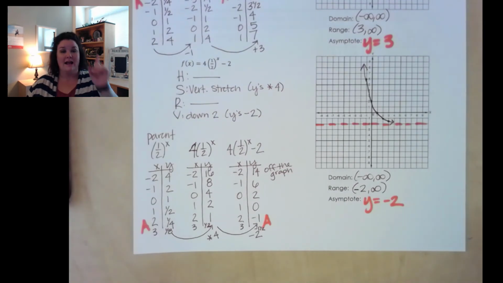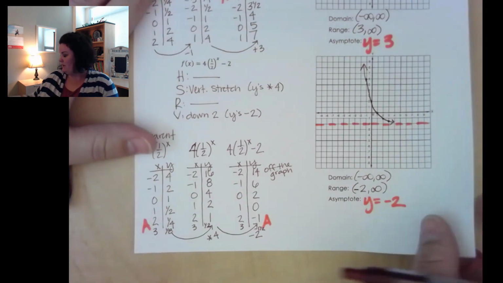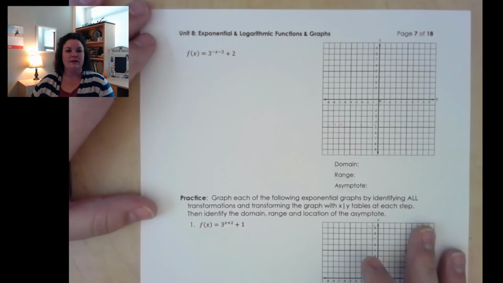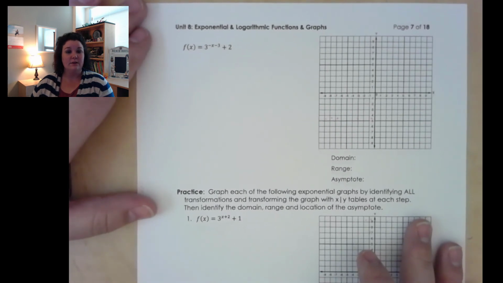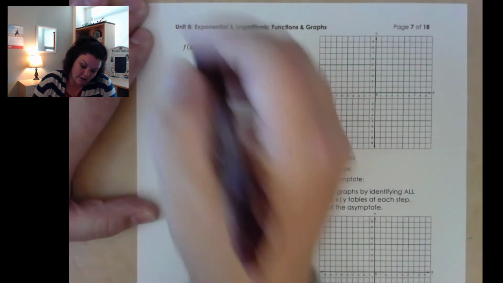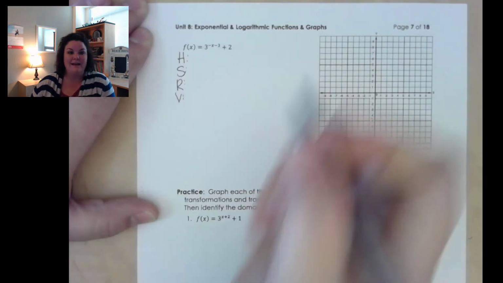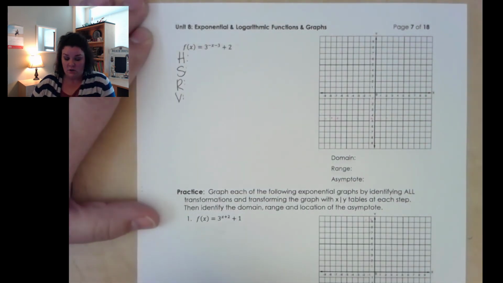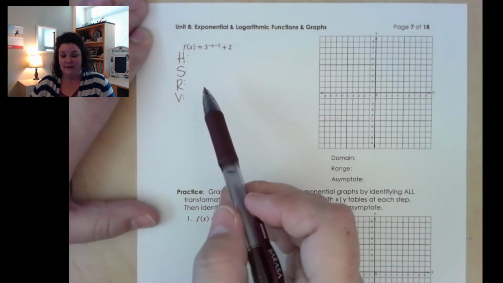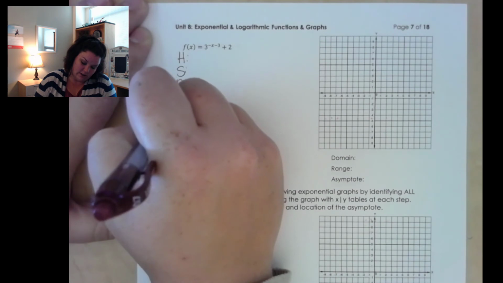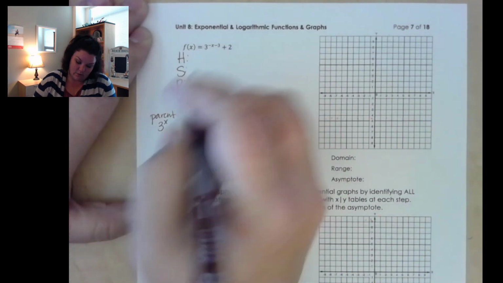Okay. All right, I have one more to do, and then I will let y'all try some. So let's look at the next one on the next page. We have f of x is equal to 3 to the -(x minus 3) plus 2. So I am going to list my HSRV, but before I do that, I want to go ahead and identify my parent. Notice the number that has an exponent here is 3. So that means that my parent function is 3 to the x power.